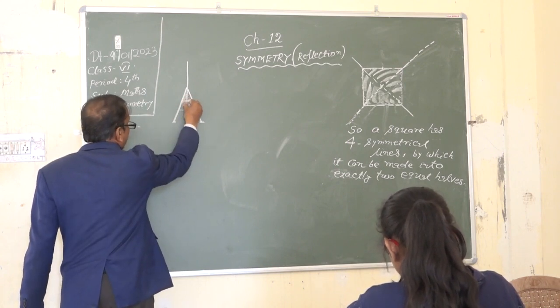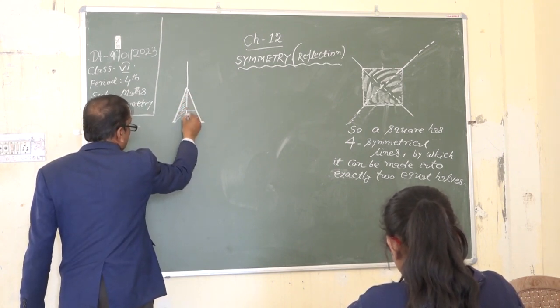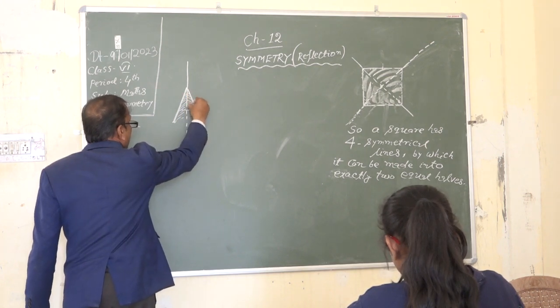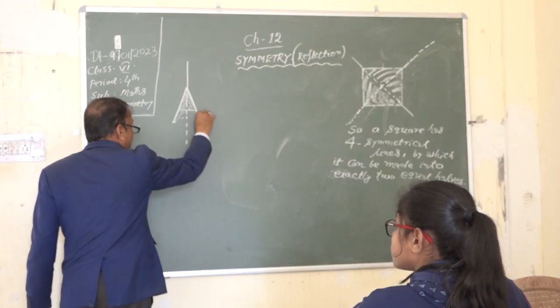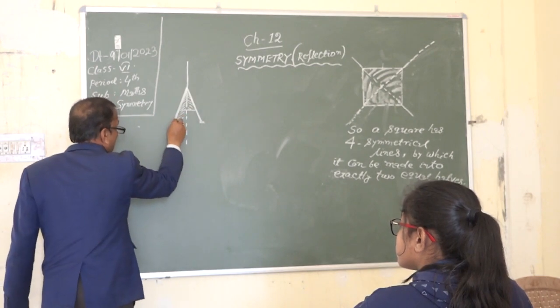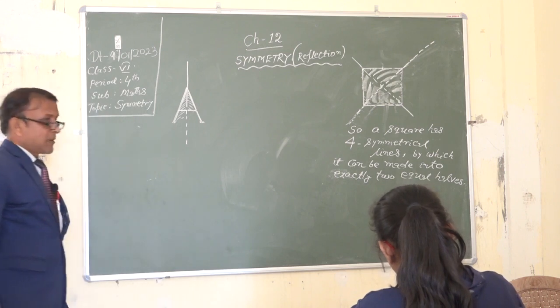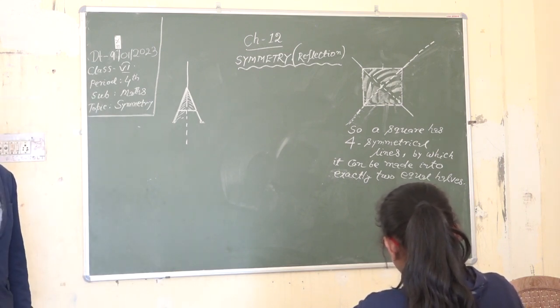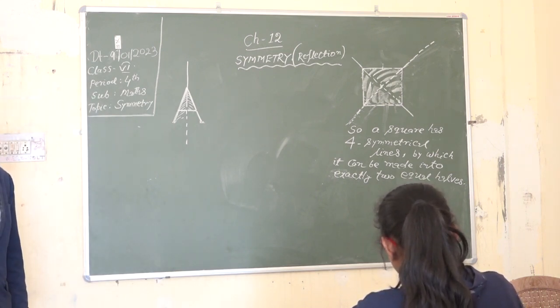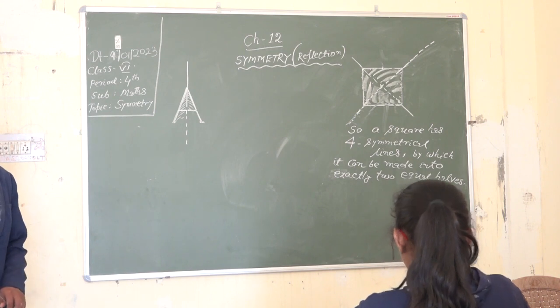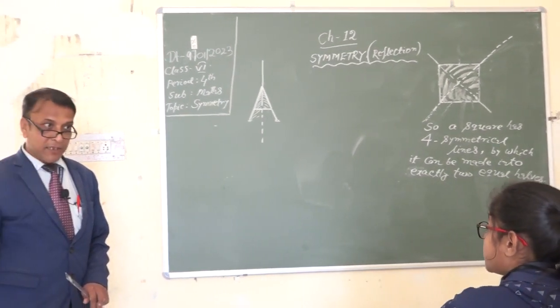ये एक हाफ हो गया और ये एक हाफ बन गया. ऐसे और यहाँ से यहाँ तक length, here to here length. So the letter A is exactly symmetrical about a vertical line.